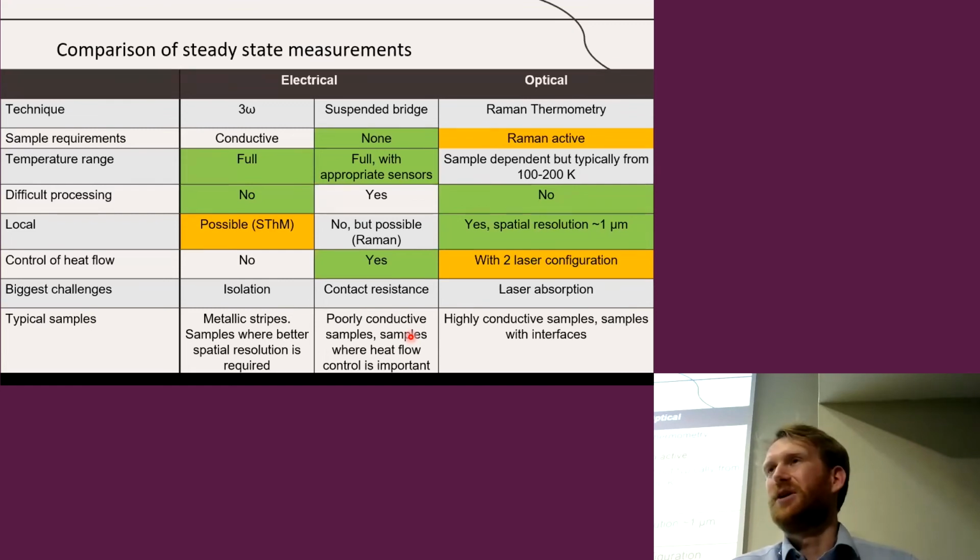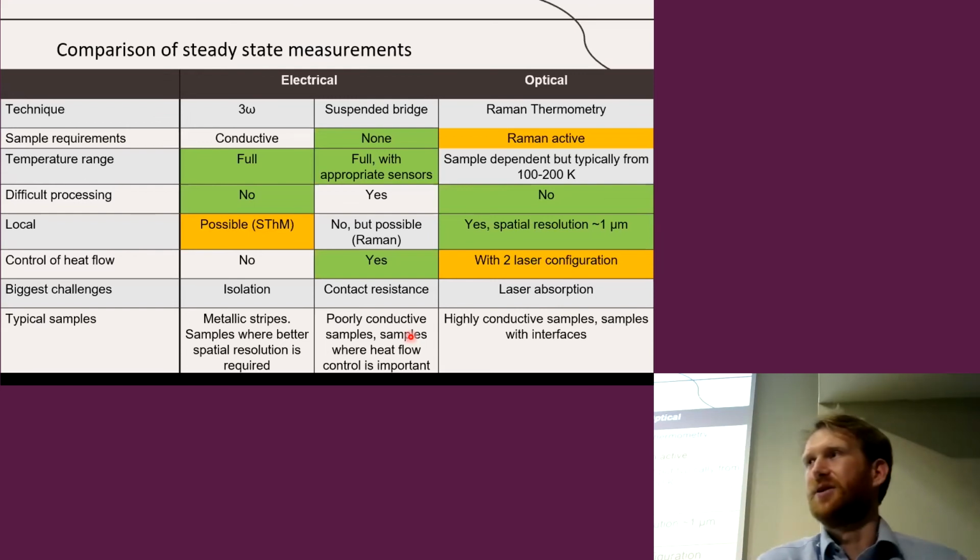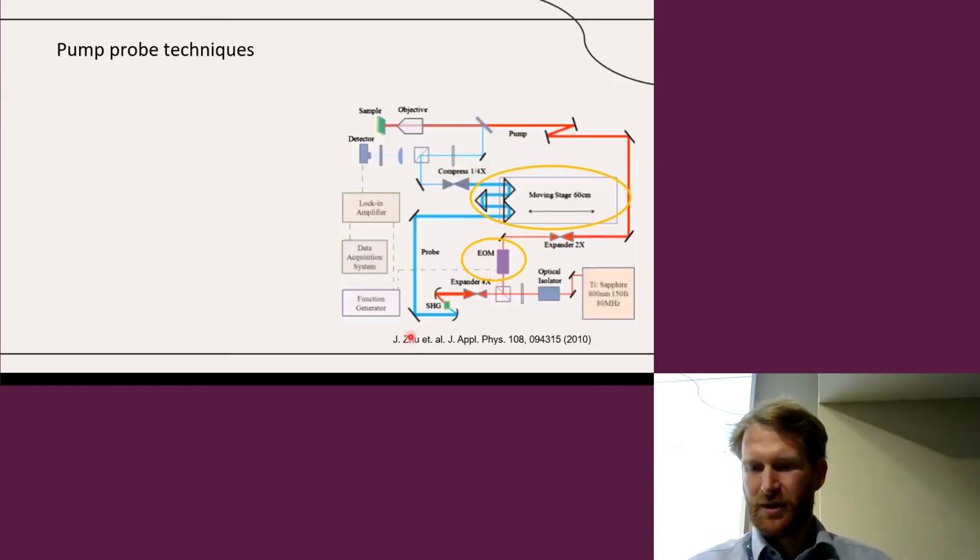But if you have very poorly conductive samples, probably the high thermal resolution of your thermal bridge will give you more advantages. So you would go for something like that. And the thermal contact resistance, which is the biggest challenge for this, will not be that much of a problem. Whereas Raman thermometry, I would recommend for samples with a higher thermal conductivity, because then you're not limited by your resolution as much.